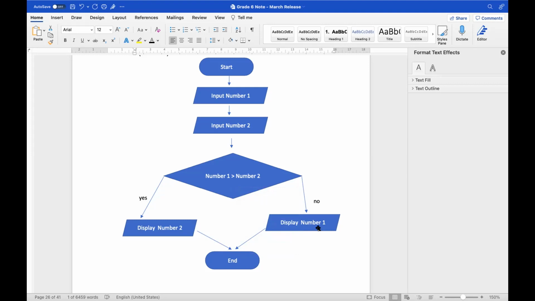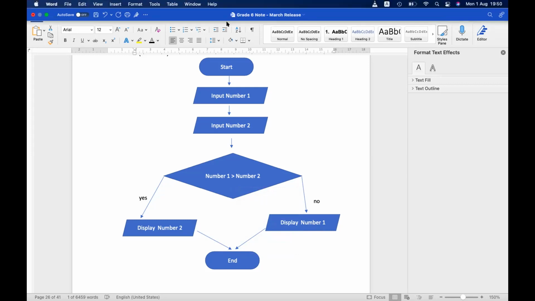So what is the argument? The smallest number. Exactly. Very good. So you have done that with proper understanding. It is displaying the smallest number.